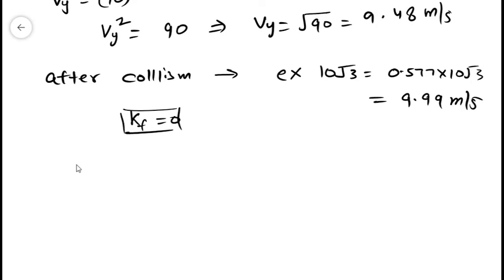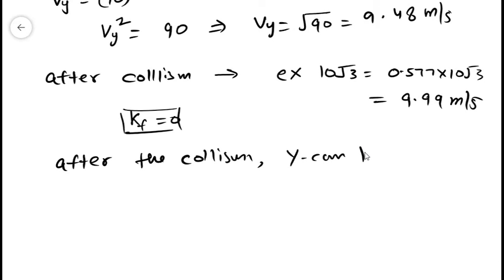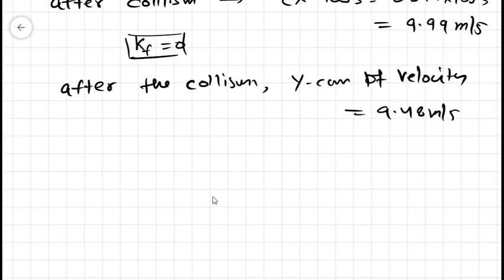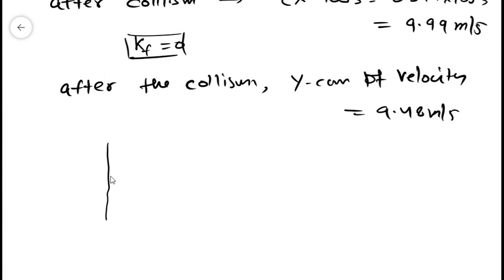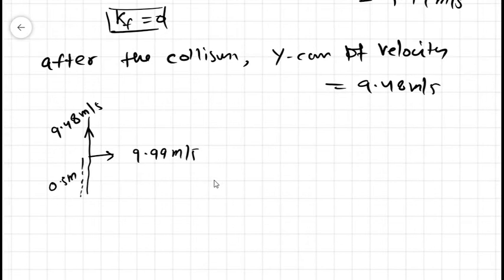And so after the collision the y component of velocity will be 9.48 meter per second. So the picture after the collision is something like this. The y component is 9.48 meter per second, but the x component will be 9.99 meter per second, and it has to move down by 0.5 meter before hitting the ground.